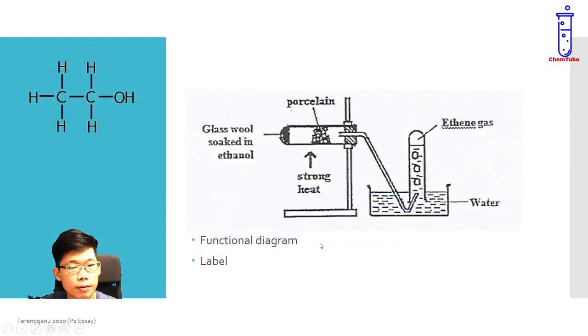Then the diagram for the dehydration. The diagrams must be functional, and then you have to label it. Just a reminder here, your stopper cannot be fully immersed into the boiling tube, it must be a little bit coming out. Then the level of the delivery tube cannot be over the level of the water. Then the gas is produced, the gas X.